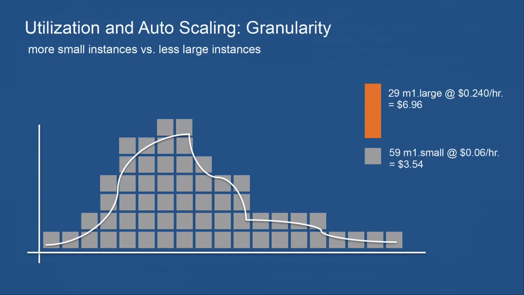So just consider what the scaling chunks are that you're going to use with auto scaling and try to make those as granular as possible. You'll see that can help you optimize your costs.